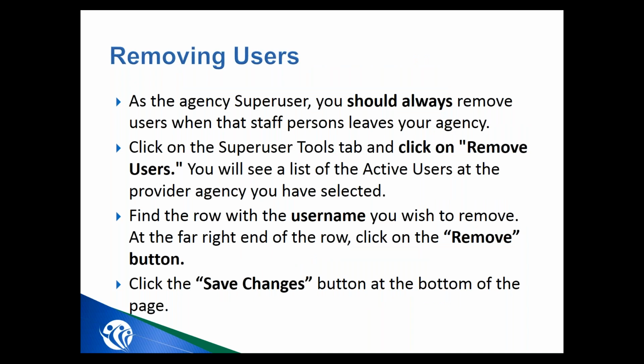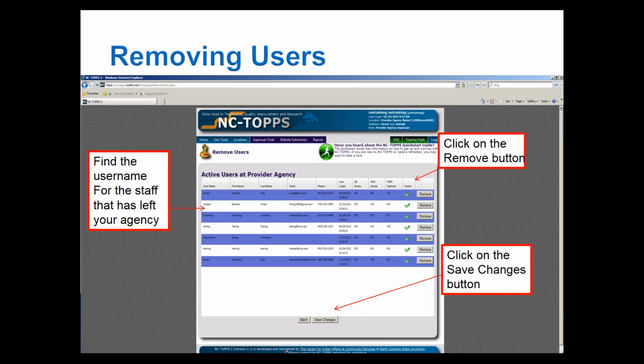So, removing users. As the agency super user, you should always remove users when the staff persons leave your agency. You'll do this by clicking on the Super User Tools tab and then clicking on Remove Users. You will see a list of active users at the provider agency you have selected. You'll find the row with the username you wish to remove, and at the far right end of the row, you'll click the Remove button and then click Save Changes at the bottom of the page.